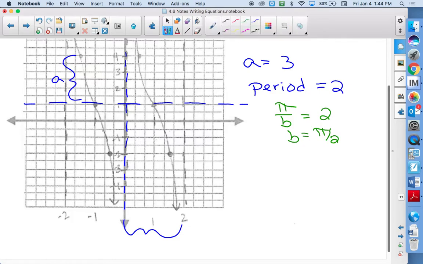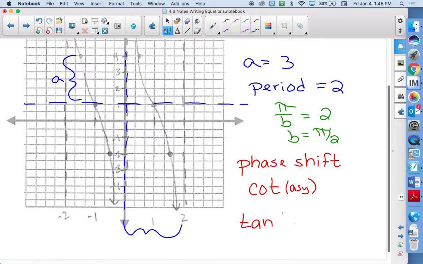So the last thing that we're going to find is the phase shift. And we're going to find them for both. We'll find a phase shift for the cotangent first, since this looks like cotangent, and then we'll also find a phase shift for the tangent. When you're finding a phase shift for the cotangent, you're using the asymptote. For the tangent, you're looking at the intercept.